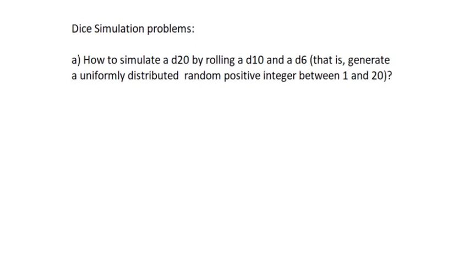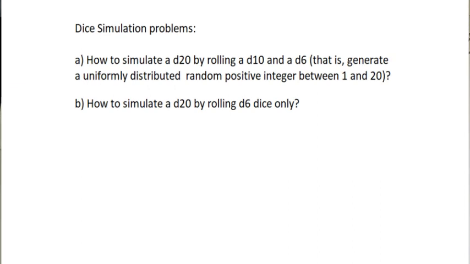Okay, get ready for this time's problems. First, we ask how to simulate a D20 by rolling a D10 and a D6. That is, how do you generate a random number from 1 to 20 so that each outcome 1, 2, 3, 4 and all up to the 20 are equally likely? By rolling a 10-sided dice and a 6-sided dice. How do you transform them into that random number? And second, we ask how to simulate a D20 by rolling D6 dice only.